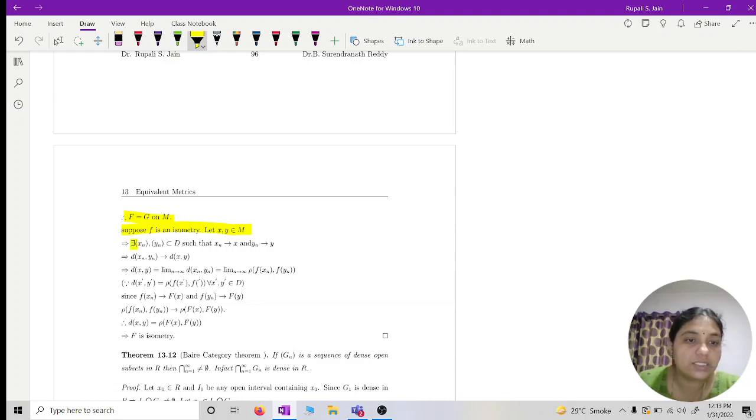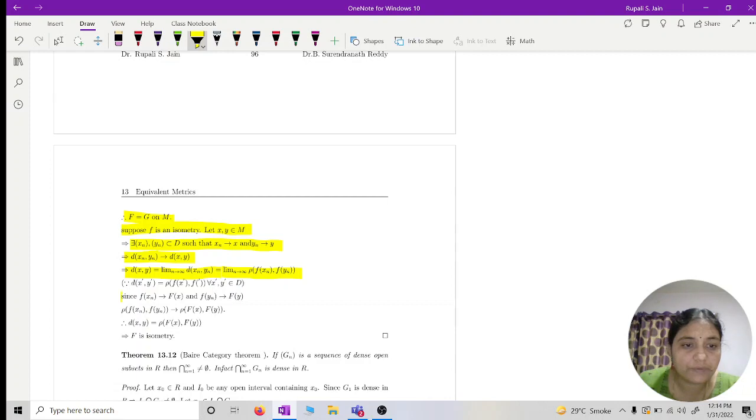There exist xn, yn in D such that xn converges to x and yn converges to y. This implies the distance of xn and yn converges to the distance of x and y. But what is the distance of x and y? It is the limit as n tends to infinity of the distance of xn and yn, which we can write as the limit as n tends to infinity of rho of small f of xn comma small f of yn, right?